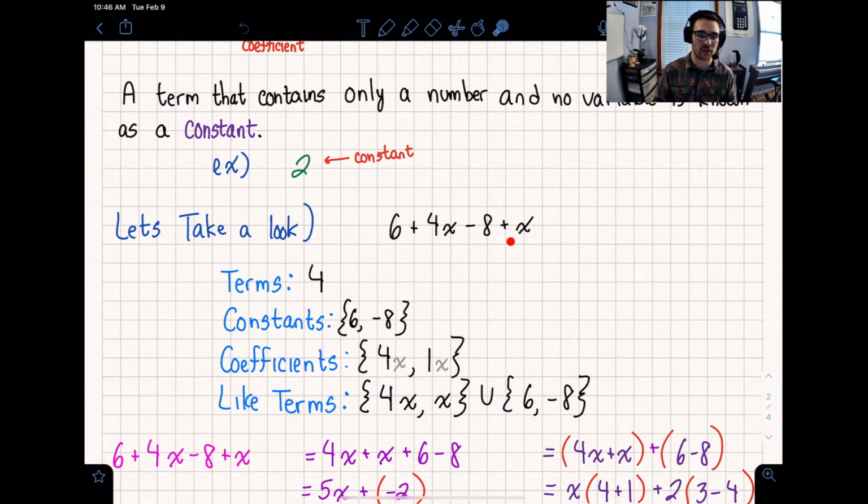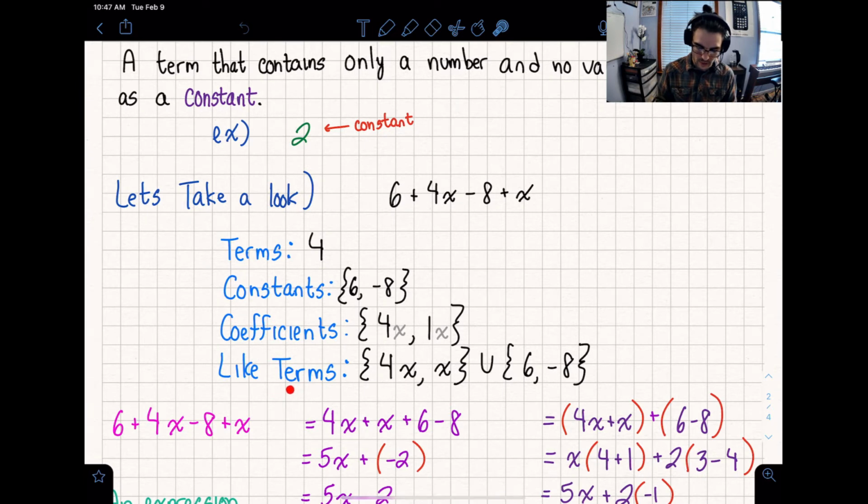Very simple explanation for that. Whenever you do not see a coefficient in front of a variable, it is implied that there is only one of that variable. So there's nothing in front of this x. That means the coefficient for that x is just 1.